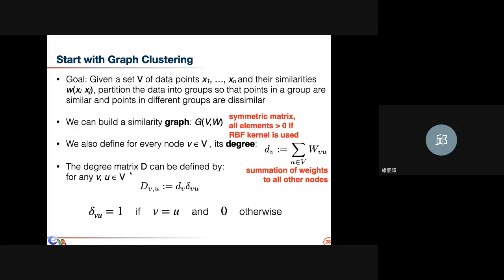So you can think that this degree matrix will be a diagonal matrix. It only has values on the diagonal. For the elements on the diagonal, it records the degrees for every data point. So basically that is the degree matrix.